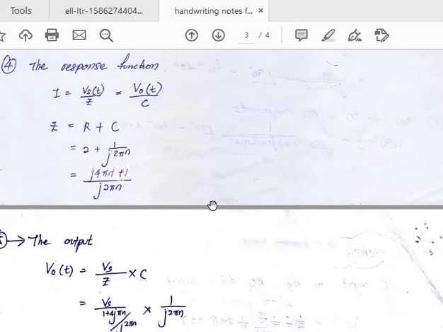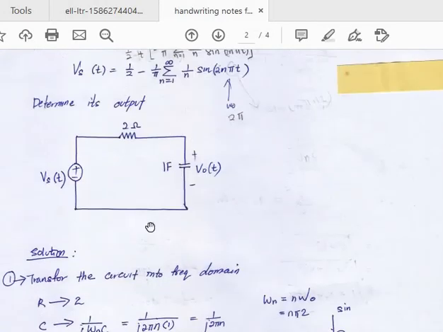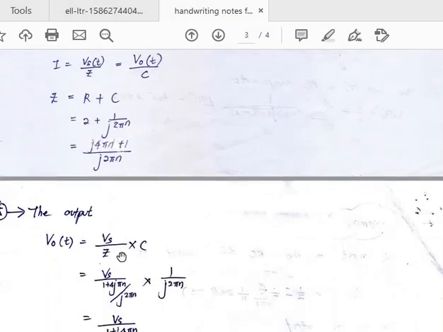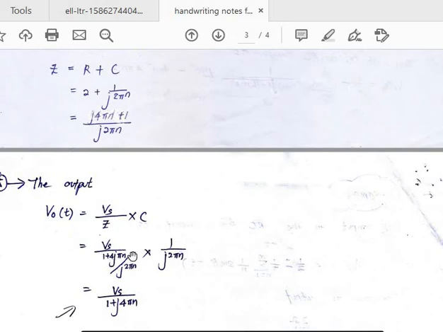Next is the output, Vout. Vout is equal to the source Vs divided by the impedance, times the C, because you need to find the Vout at the C here, not at the resistor. So Vs over the total impedance Z that you found just now, times the C, which is 1 over j 2 pi n. You cancel out the 2 pi n, and you get Vs over 1 plus j 4 pi n.